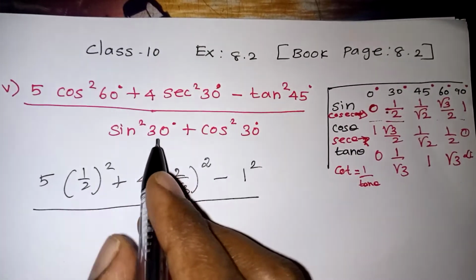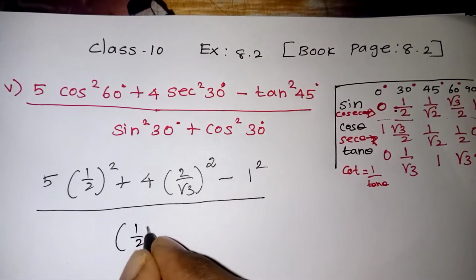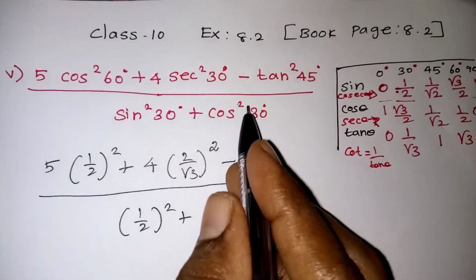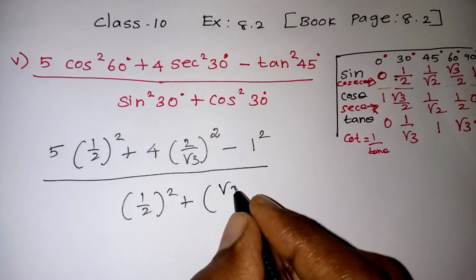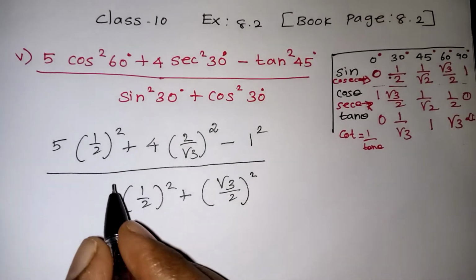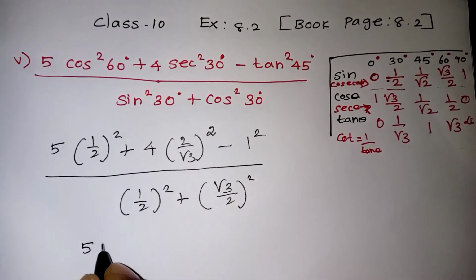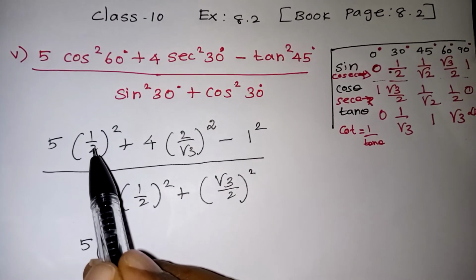Sin squared 30: we should square the sin 30 value. Sin 30 is 1 by 2, so 1 by 2 square, plus cos 30 square. Cos 30 value is root 3 by 2, so we write root 3 by 2 square. Now let's do the simplification. The 5 is coming as it is. When you square, the numerator should be squared and the denominator also should be squared.